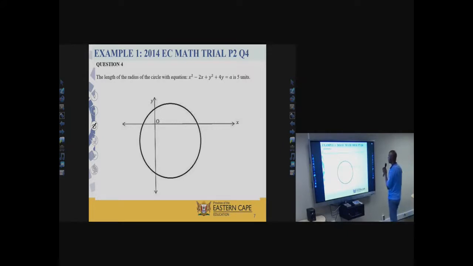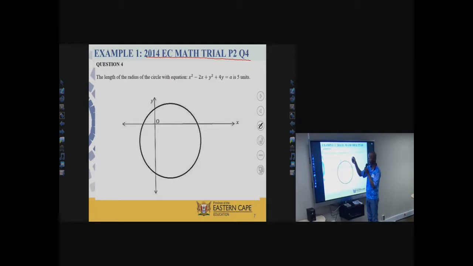This one, I've taken this example from the 2014 Eastern Cape Mathematics Trial Paper 2, Question 4. This is how it was in Question 4, which, by the way, you can always get even from the website of the Eastern Cape Department of Education, right? You can always get the question papers there. So if you don't have the question paper, just quickly draw that circle. And please take note of that.